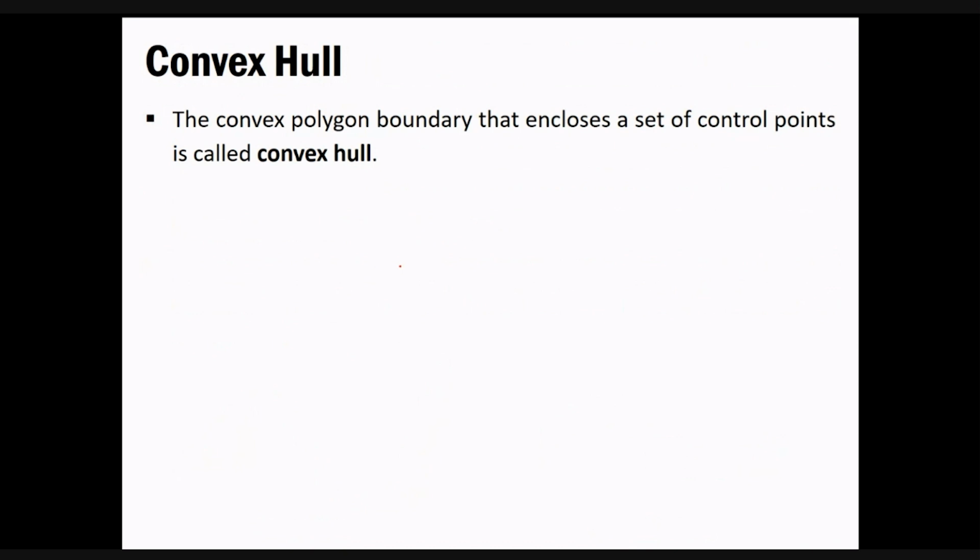So next thing that we have is convex hull. Okay, so what does it say? The polygon boundary that encloses a set of control points is called convex hull. Okay, so now same thing we have over here, and what we are doing is we are giving a boundary kind of thing to this particular curve, or you can say curve section.